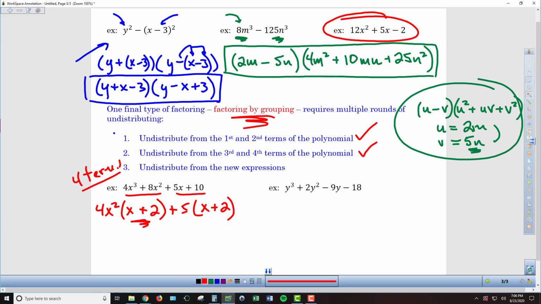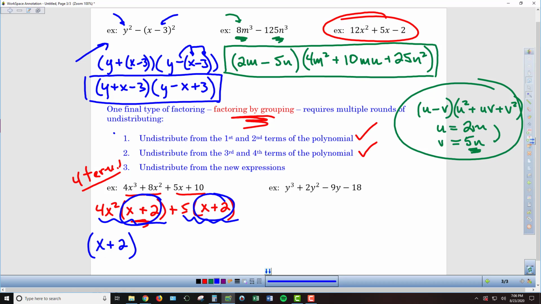And so then we've got to move on to step 3, where we're going to undistribute from these two separate parts. So something from here and something from here needs to be in common. And so this gets back to some of the earlier work in our notes, where we're not just restricted to undistributing a number or a variable or a variable and a number, but we can undistribute an entire set of parentheses. And so that's what we see here. I have an x plus 2 that's in common in both parts of this expression. So I'm going to undistribute that x plus 2.